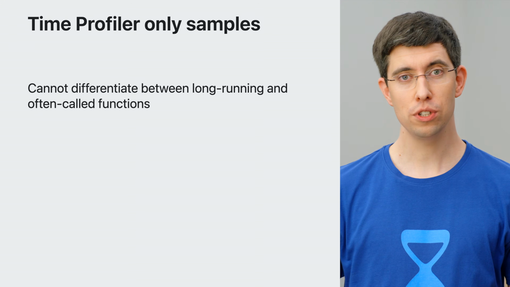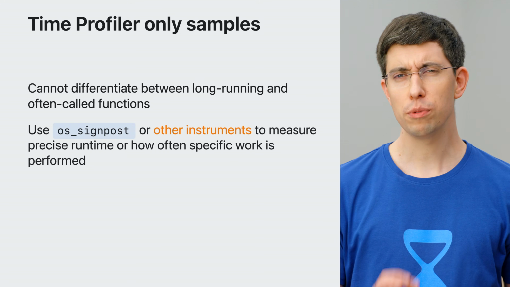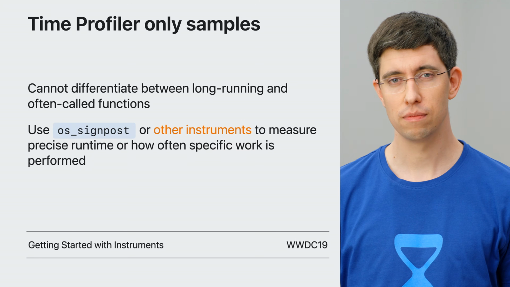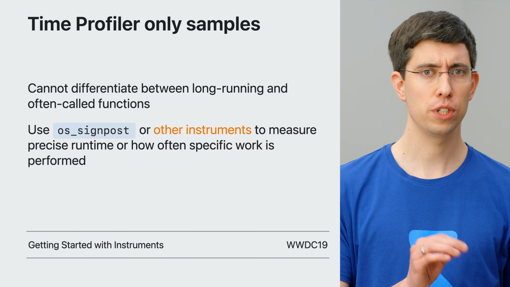To measure the execution time of a specific function, use OS signposts. We talked about how to do so in our 2019 session, Getting Started with Instruments. There are also specialized instruments for various technologies that can tell you precisely what's going on. One of which is the SwiftUI ViewBody instrument.